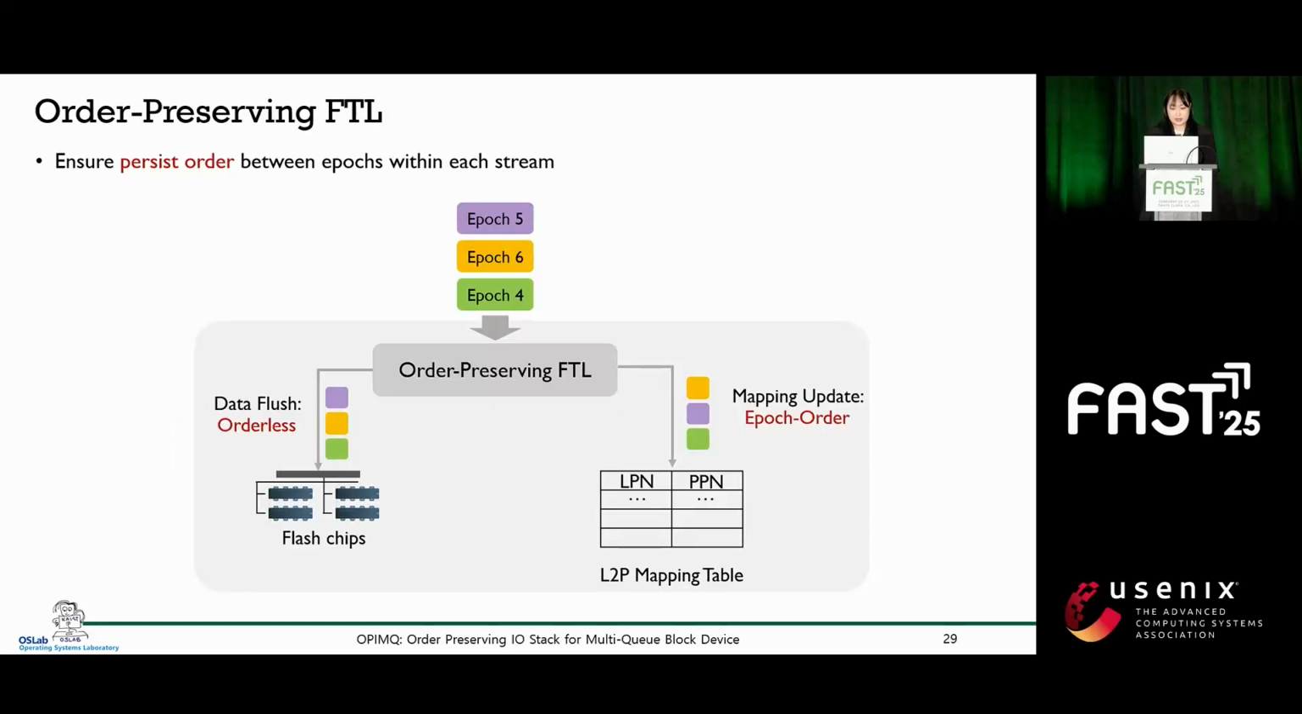OPFTL ensures writes are persisted in epoch order within each stream by referencing the stream and epoch IDs in the request. The key idea is that data can be flushed to the flash media in any order to maximize parallelism, while the mapping table is updated strictly in epoch order.